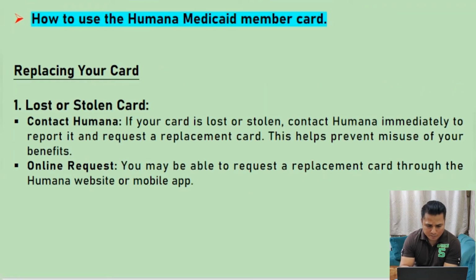Replacing your card. Number one, lost or stolen card. Contact Humana. If your card is lost or stolen, contact Humana immediately to report it and request a replacement card. This helps prevent misuse of your benefits, guys. Online request. You may be able to request a replacement card through the Humana website or mobile app.